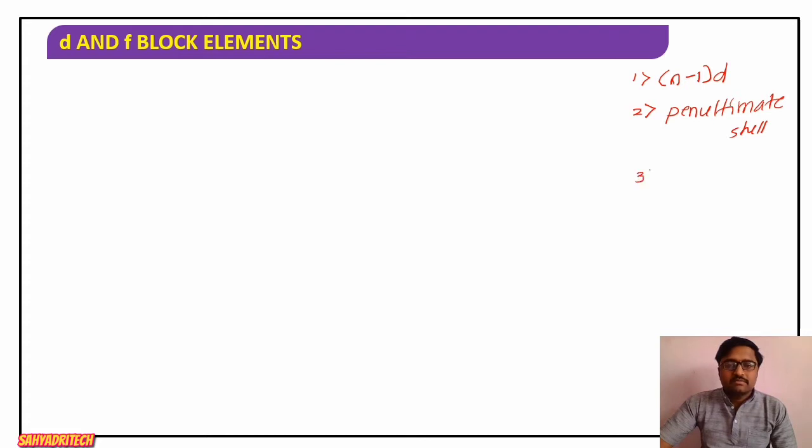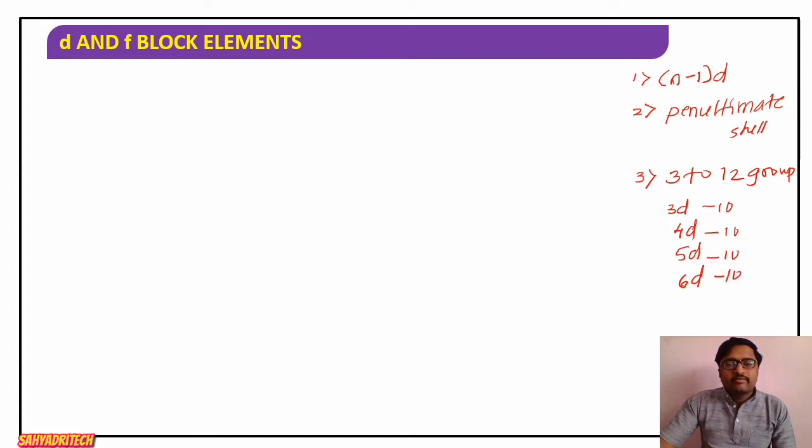If we consider the next important point regarding D block elements, regarding position, it is group number 3 to 12. Group number 3 to 12 of the periodic table constitutes the D block elements. And regarding series, there are four series: 3D, 4D, 5D, and 6D. Each series contains 10 elements. So out of 118, 40 elements belong to the D block.